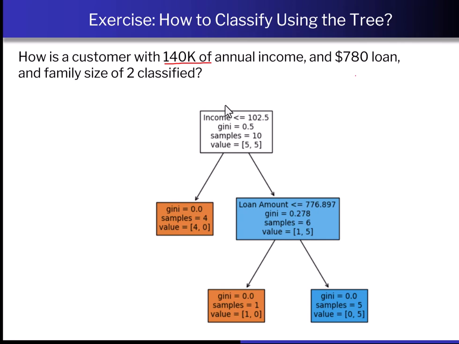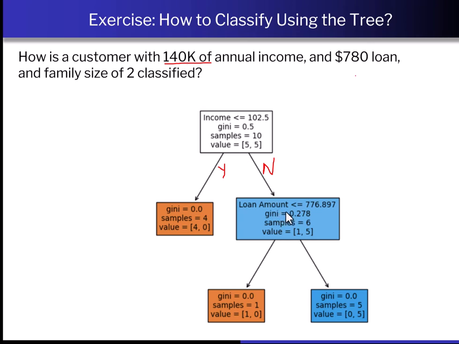The first rule is asking about the income: is it less than 102.5 or is it more than 102.5? So the answer to the first question is no. So this is always yes, and this is no. So we go to the right branch. So if the income is 140, we are in the right branch.